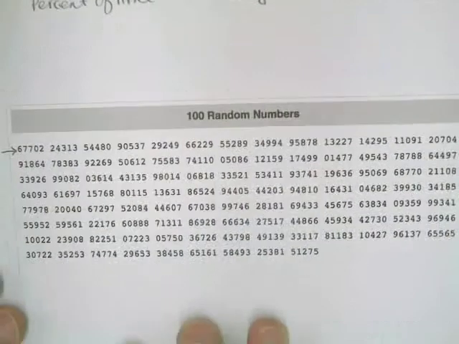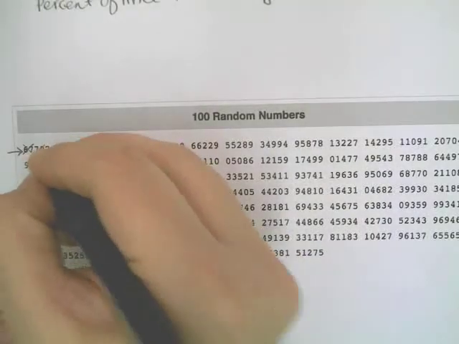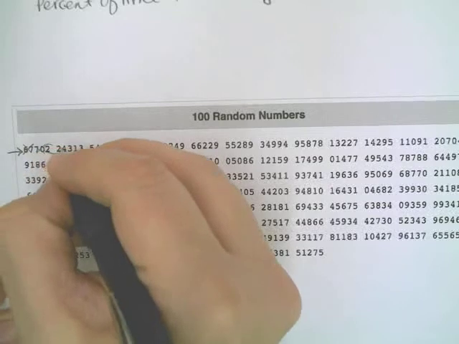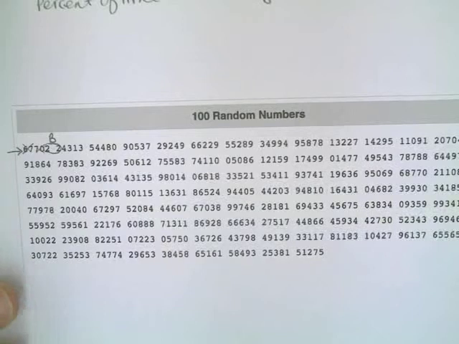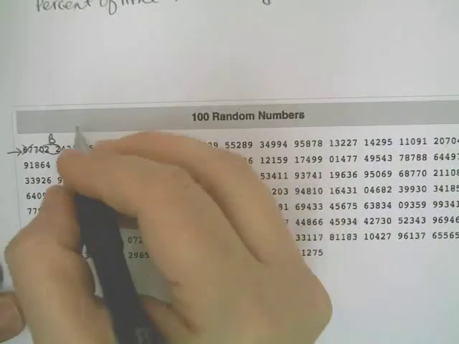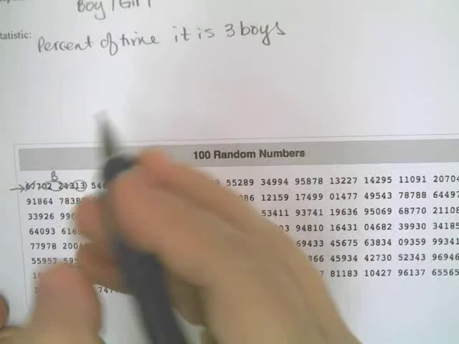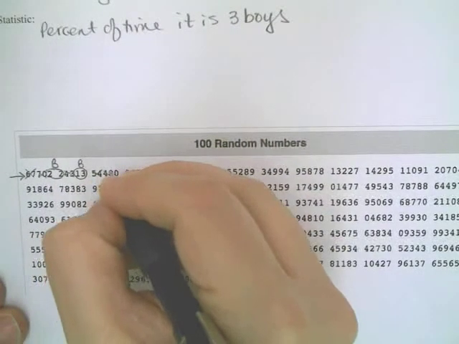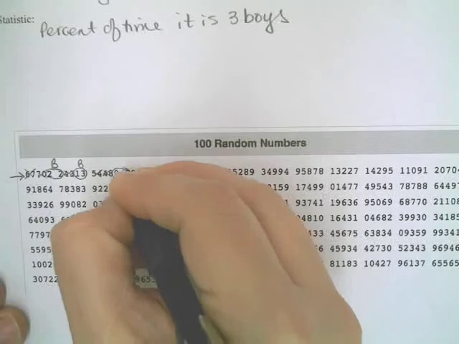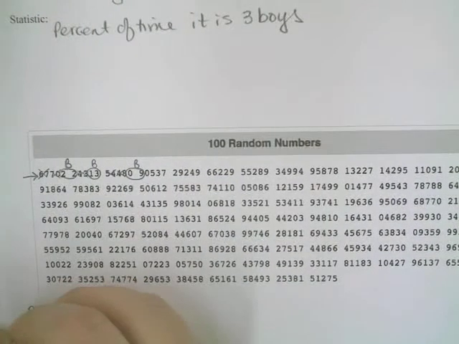Okay, so 67, not a student. 70, not a student. 22, there's 22. 22 from us represents a boy, so I circle it and I put a B above it for boy. 43 is not a student. 13 is a student. And 13, again, is another boy. 54 is not a student. 48 is not a student. And 9 is a student. And that's another boy. So the first time, I got 3 boys right away.